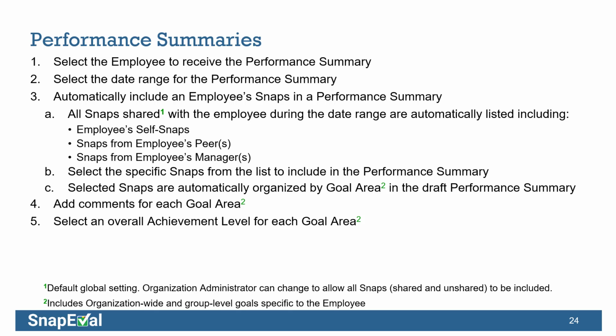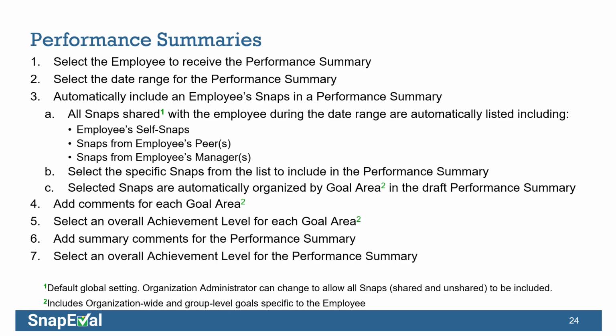So again, we're giving you all kinds of guidance on how to do the performance appraisal for the employee and making the process very, very easy. And then you just add some summary comments for the overall performance summary and select an overall achievement level for the performance summary. And that's it. You basically are done. So that's the process for creating a performance summary.